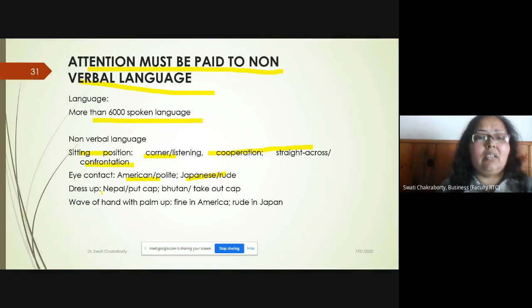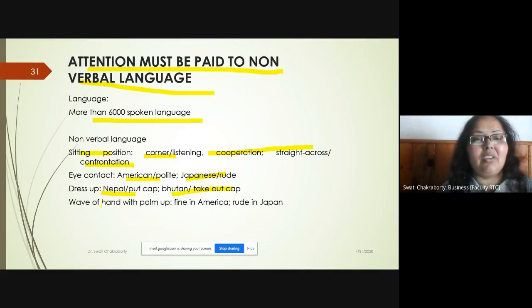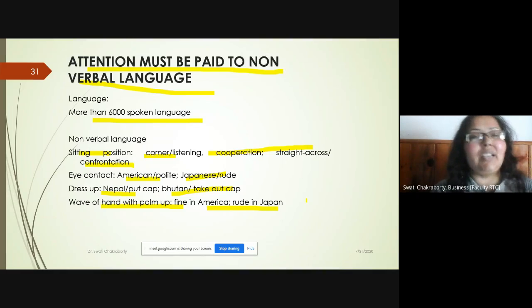Like dressing up: in Nepal, you should put on a cap. In Bhutan, you should not be wearing a cap, you take it off. A wave of the hand with the palm up is fine in America, but rude in Japan. So one has to know all these things while making an ad for that market.